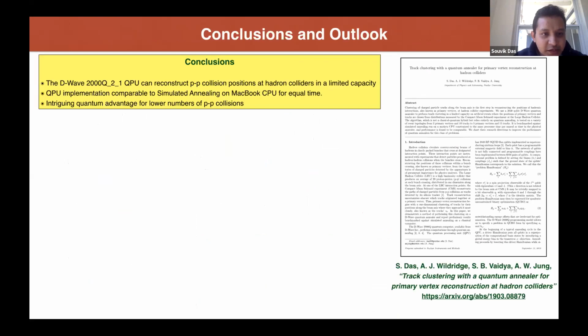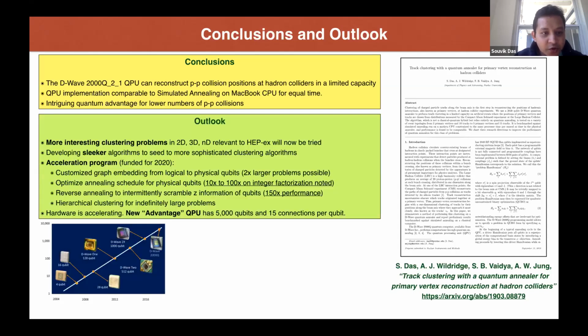So the answer is the D-Wave quantum processor can reconstruct PP collisions at hadron colliders in limited capacity, only to a certain number of vertices, beyond which it loses the power. But there's some intriguing quantum advantage for lower PP collisions. And outlook: we are beginning to seek more interesting clustering problems in 2D, 3D, and ND relevant for HEPX. Just to let you know, this was our first, exploratory attempt at using D-Wave.